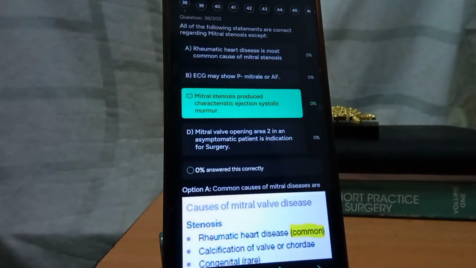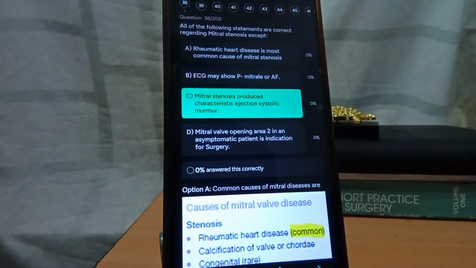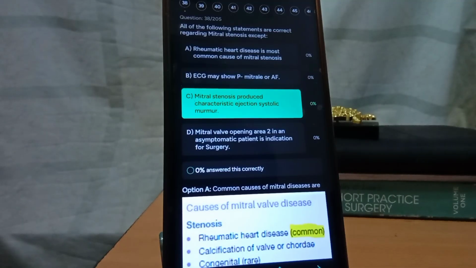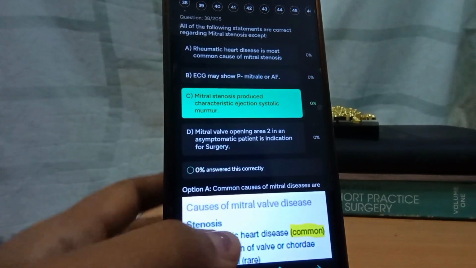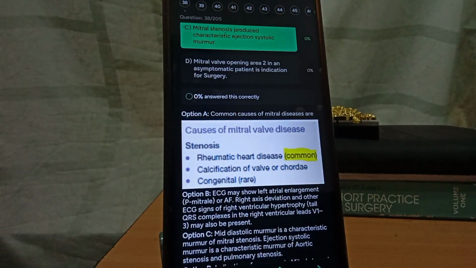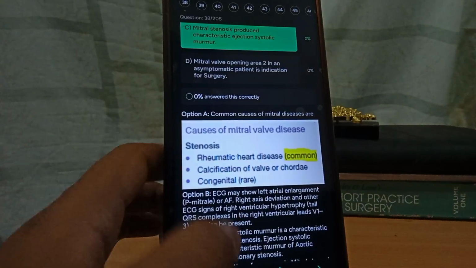All of the following are correct regarding mitral stenosis except. Mitral stenosis produces characteristic ejection systolic murmur. This is wrong. The rheumatic heart disease is the most common cause of mitral stenosis. ECG may show P mitral or AF, atrial fibrillation. Then D is mitral valve opening area in an asymptomatic patient is indication for surgery. The common causes of mitral valve disease are rheumatic heart disease, calcification of valve or chordae, then congenital. So option A is correct.